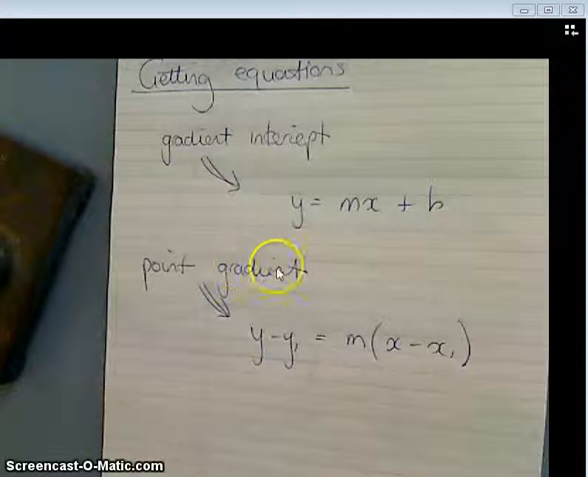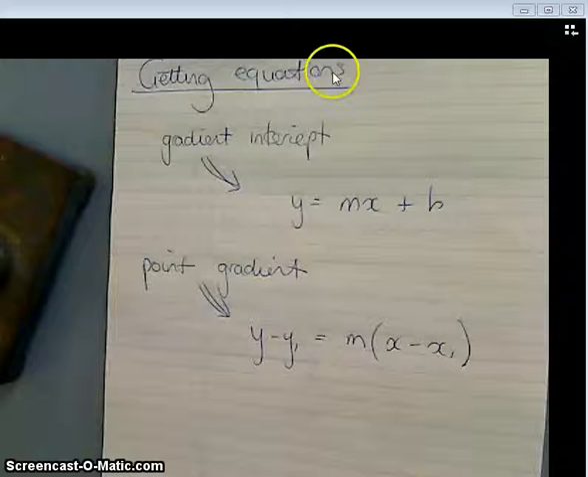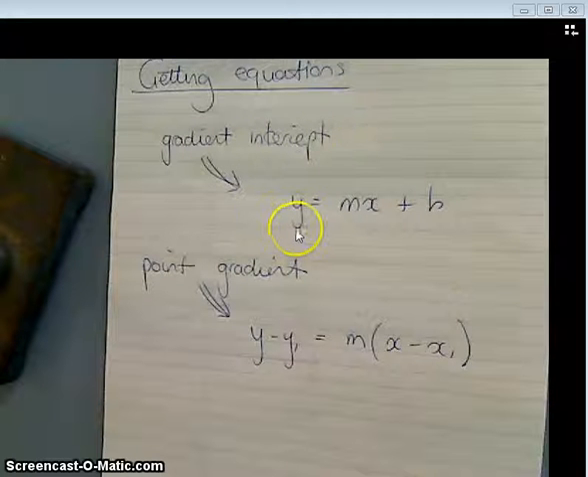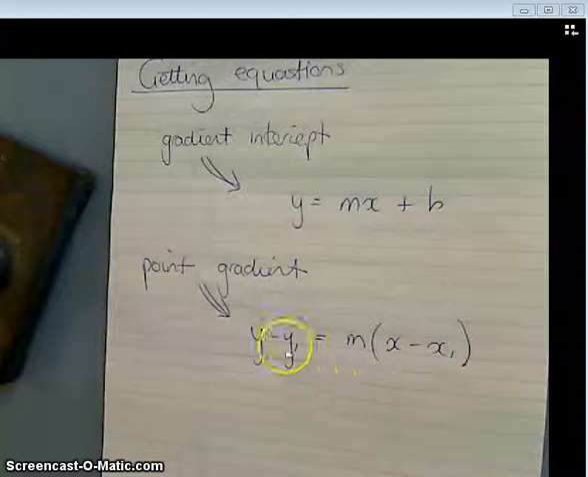Now there are 2 important rules that we could use to help us get an equation from a graph or from information given. The first one is called gradient intercept form. Here we have the gradient, here we have the intercept. If you know those 2 things, put it into this equation and get your rule. The other one is called the point gradient formula, where we have a point here, x1, y1, and the gradient m. Put it in, rearrange, get your equation.